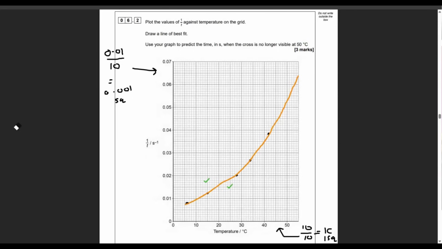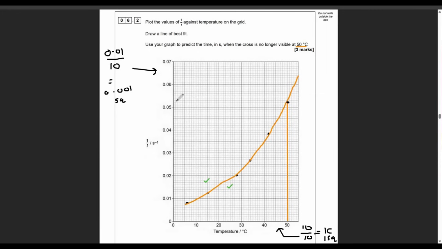That's what counts. So what I need to do now is use your graph to predict the time in seconds when the cross is no longer visible at 50 degrees. So I need to go along to 50 degrees, draw a line up on my graph. Now, the answer in the mark scheme will be different to your answer, because everybody's line is going to be slightly different, as we're all different abilities at drawing smooth lines. So I now draw a line across.